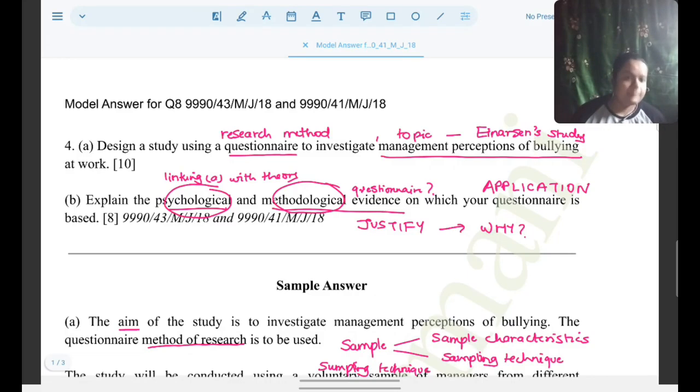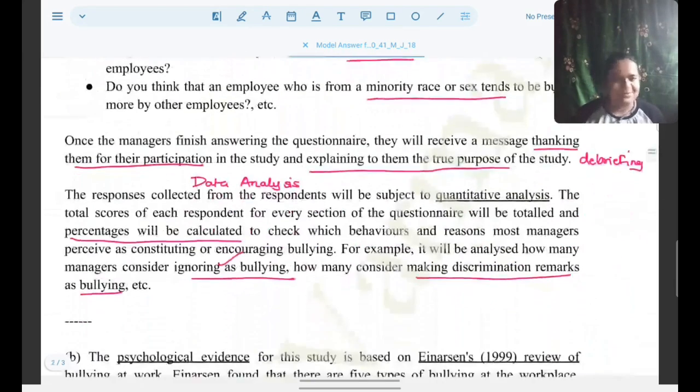We will link the key features of a questionnaire with the study we've designed in part A. We will link the theory's proposals with the questions that we have designed in part A. That is our job in this part. So once we have this clarity in our mind, I really don't think it's difficult to answer part B. Let's look at the example to clarify further.